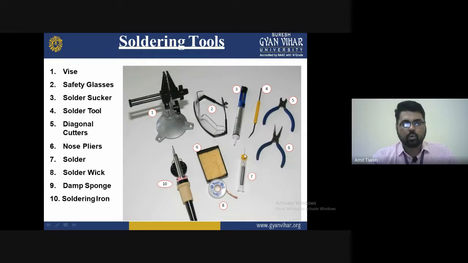Seventh is solder. And on this solder stick, you can see this line. And ninth is damp storage. And the 10th is soldering iron. So you can produce the arc from this on the area you want to join. These are some of the tools we require for soldering.